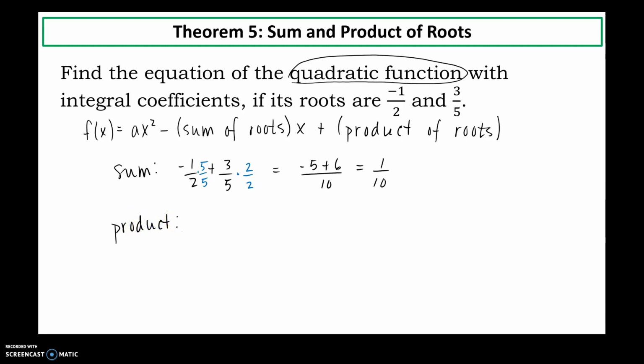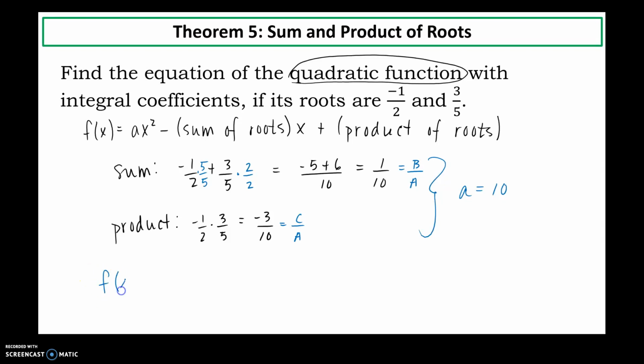The product of my roots then, negative 1/2 times 3/5. So negative 3 over 10. Okay, so remember what this looks like. The sum came from b over a, and the product came from c over a. So now that I have this rational value for my sum and my product, I see that my lead coefficient here is equal to 10.